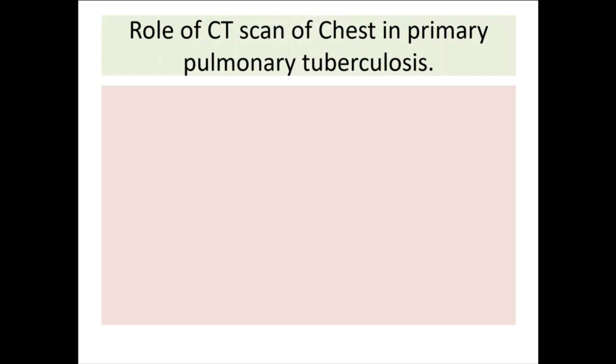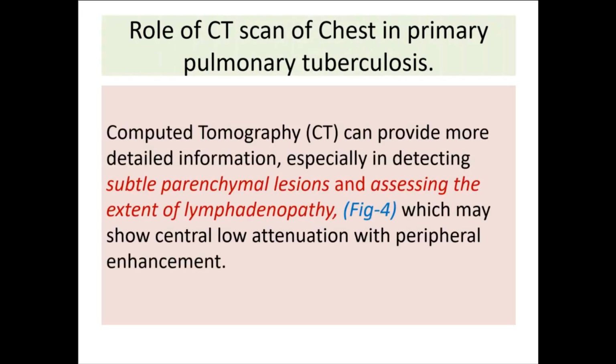Role of CT scan of chest in primary pulmonary tuberculosis. Computed tomography, CT, can provide more detailed information, especially in detecting subtle parenchymal lesions and assessing the extent of lymphadenopathy, which may show central low attenuation with peripheral enhancement.